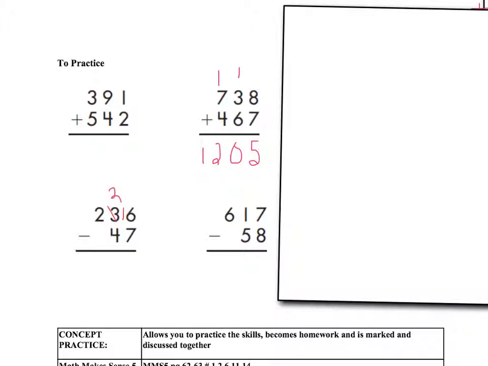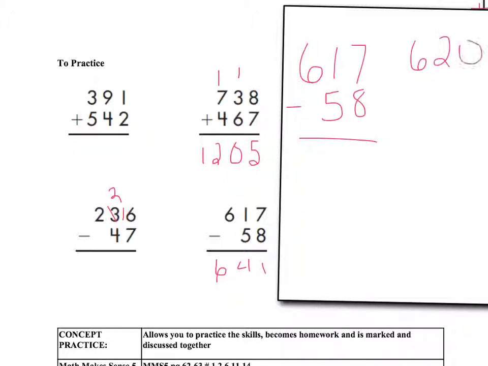All right, let's try our last one. 7 take away 8 is 1. 1 take away 5 is 4. And 6 take away nothing is 6. Now let's try our estimation to check if that's correct. 617 and 58. I tried compensation, I tried benchmarks. Let's go compatible numbers. 617 is close to 620, and 58 is close to 60.